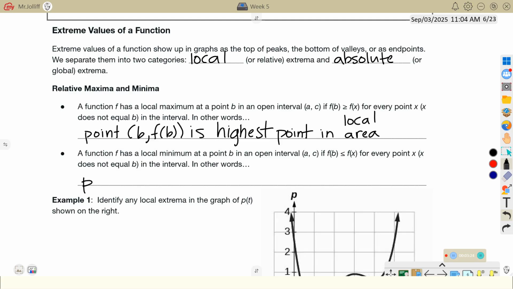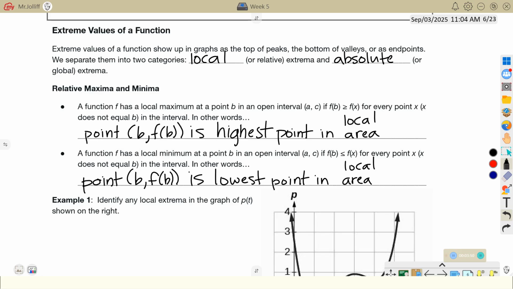So we have a local minimum at point B, f of B, when it is the lowest point in the local area. Just like with maxes, if I have multiple valleys because my function's going up and down and up and down, I'm going to have multiple relative mins.